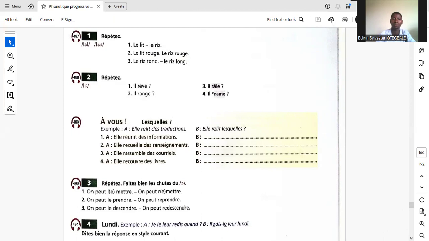Exercice 2. 1. Il rêve. 2. Il range. 3. Il râle. 4. Il rame.